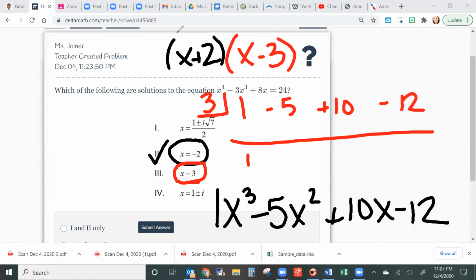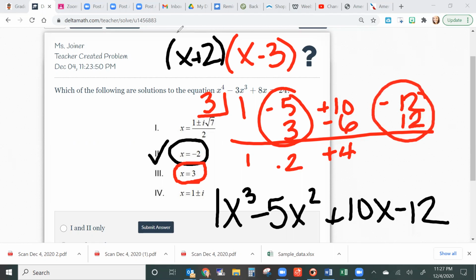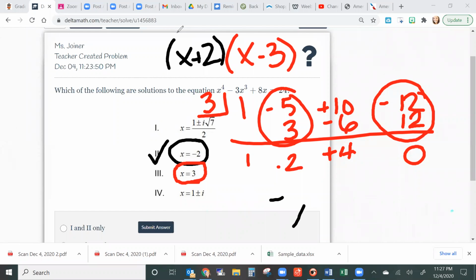Carry the 1 straight down. 1 times 3 is 3. -5 plus 3 is -2. -2 times 3 is -6. 10 minus 6 is 4. And then 4 times 3 is 12. Ooh, look at that. We found another one. Your remainder is 0. So that means my remaining equation, if this was originally an x cubed, is now 1x squared minus 2x plus 4.